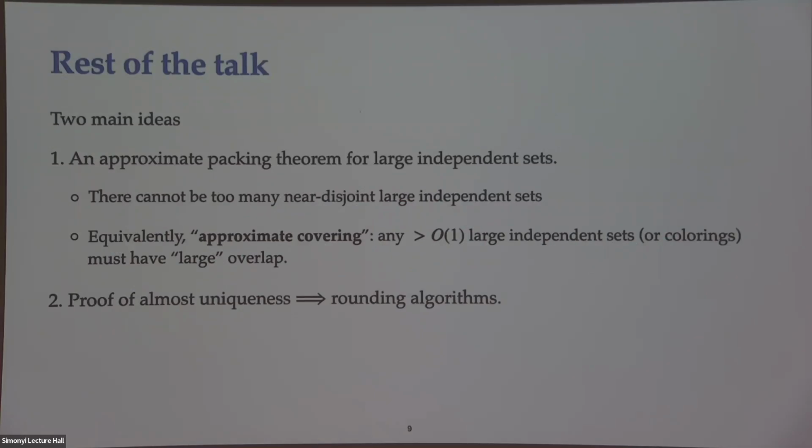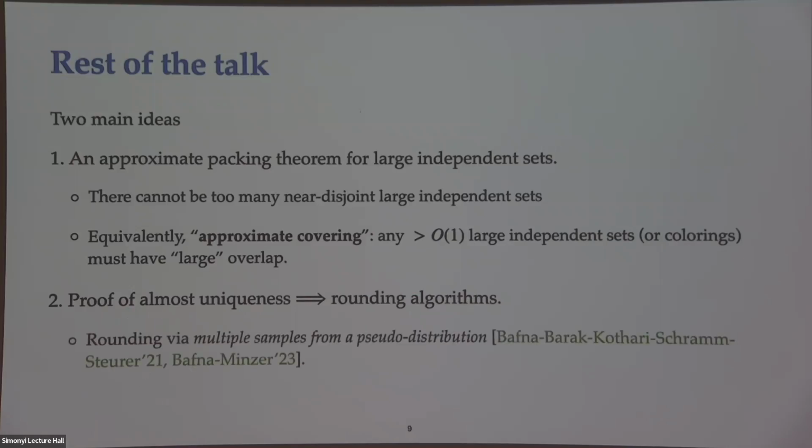The second idea is a proof that almost uniqueness implies a rounding algorithm. And this is done by rounding multiple samples from a pseudo distribution. This idea has been used in some previous work on unique games, the problem of unique games. Okay, so these are the 2 high-level ideas that I'll try to describe for the rest of this talk.